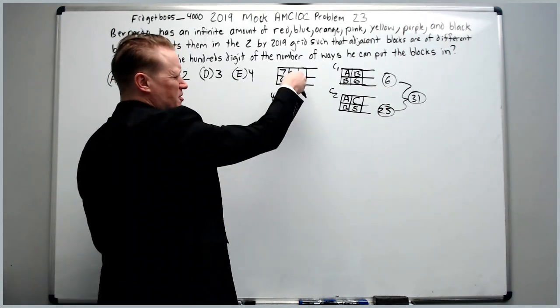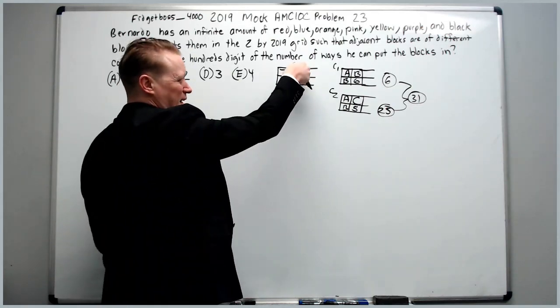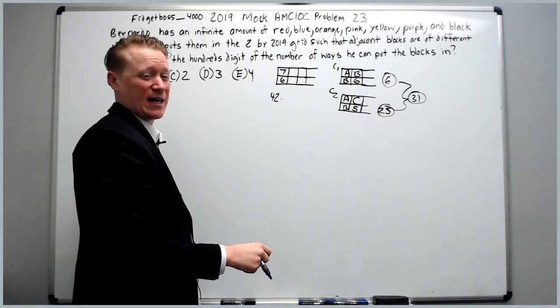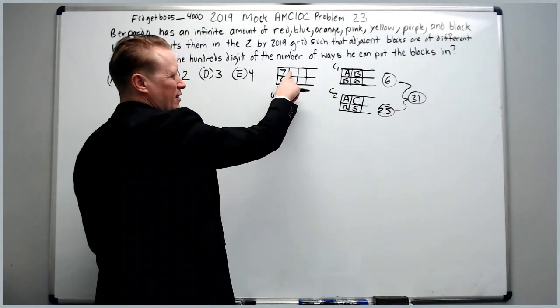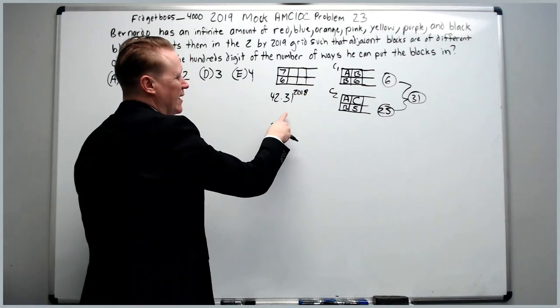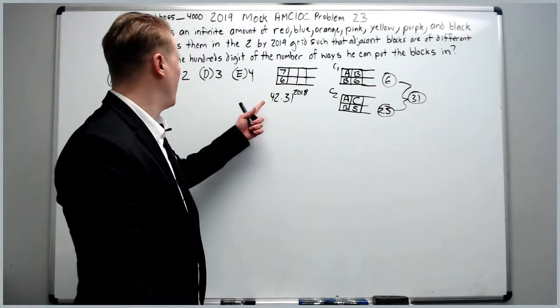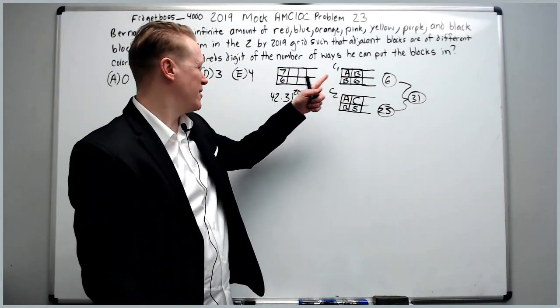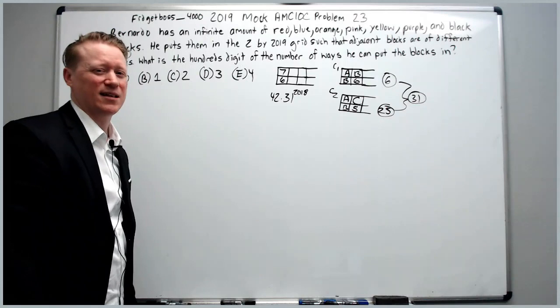Now, it stands to reason that every column after this, all the way to the end, will have the same 31 ways to be filled out. So we can just simply multiply 31 to the power of how many columns remain, which is 2018. We've gotten about a third or a half of the way through the problem now. We know the number of ways he can do it, but we need the hundreds digit of the number of ways he can do it.